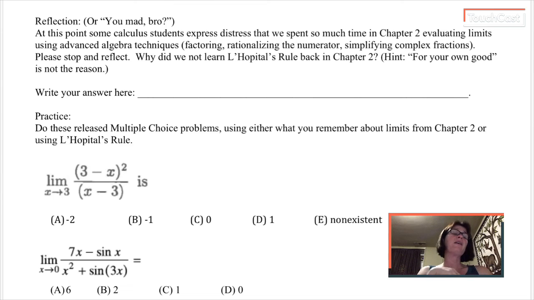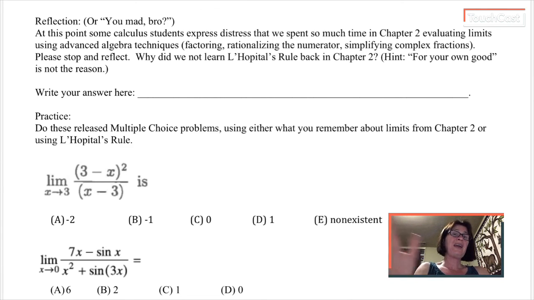Sometimes at this point, students get mad that I didn't teach you L'Hopital's rule back in chapter 2. It's way easier to find limits this way than all those algebra acrobatics that we used, rationalizing the numerator, all that kind of stuff. So just reflect for a minute, would you? Why is it that I didn't teach you L'Hopital's rule back in chapter 2? Write your answer here. It's not because I was trying to make you tough or for your own good. There's an actual reason. But if you think back to chapter 2, you'll figure it out.